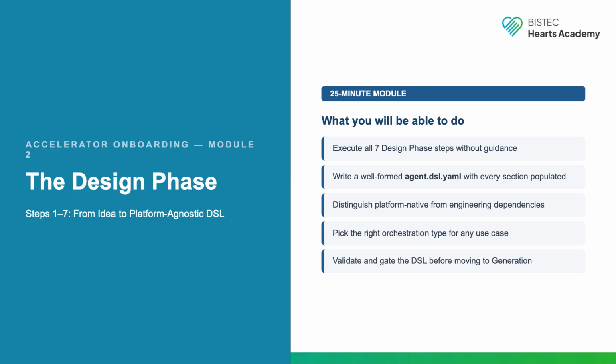for generation. The outcome of this phase is a single YAML file, the domain-specific language file for your agent. Everything the generation phase needs, everything the engineering team needs, and everything the Copilot Studio deployment needs lives in that file. Get the design phase right, and Module 3 becomes almost mechanical.